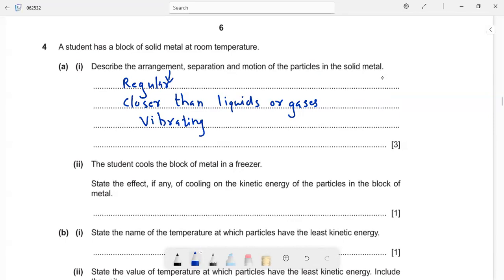The student cools the block of metal in a freezer. State the effect, if any, of cooling on the kinetic energy of the particles. So we need to find the effect of cooling. What will happen to the kinetic energy in the block of metal? When he is cooling, the movement of the particles will decrease. That means kinetic energy will decrease.